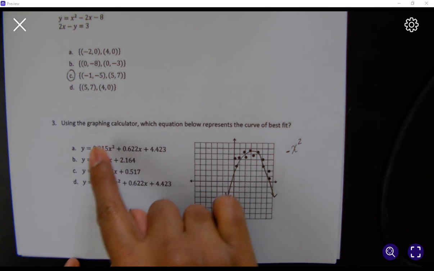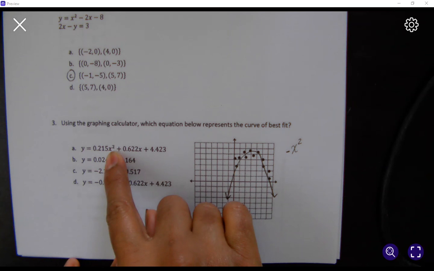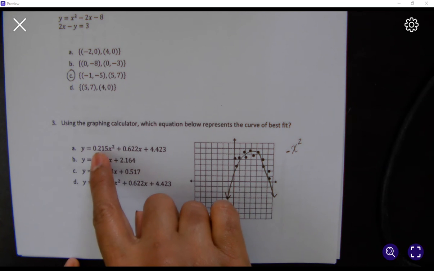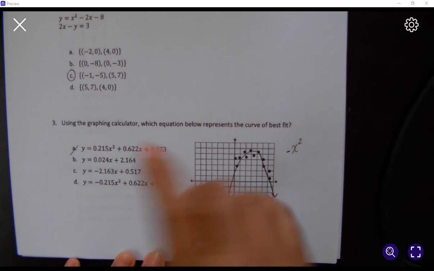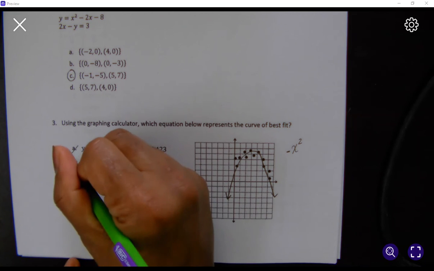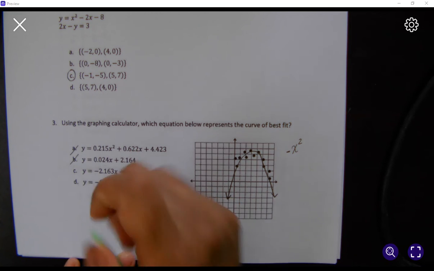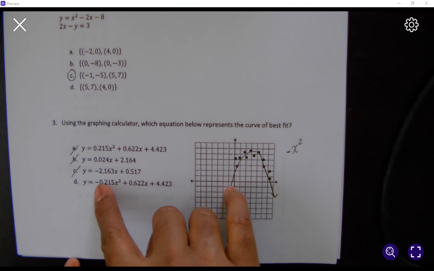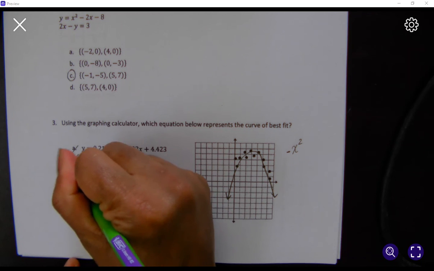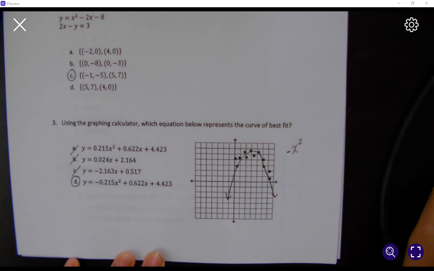So we're just going to go here. This is an x squared, but it's a positive x squared. This number is positive, so it cannot be this one. This does not have an x squared. This one doesn't have an x squared. This one does have an x squared, and it is negative. So this one is the best answer I can get for this.